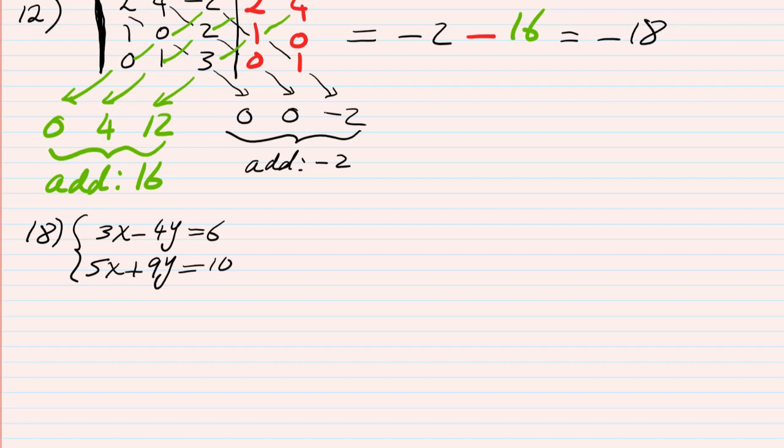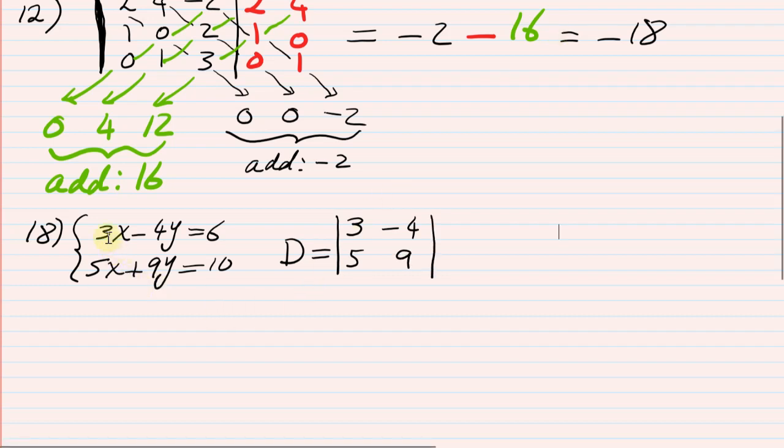What we need to do is the following. We need to write D. D is the determinant of the matrix of only coefficients. And there you go. Now these coefficients are, you see, 3, 5, negative 4, 9. So I just wrote it. And let's find that determinant.